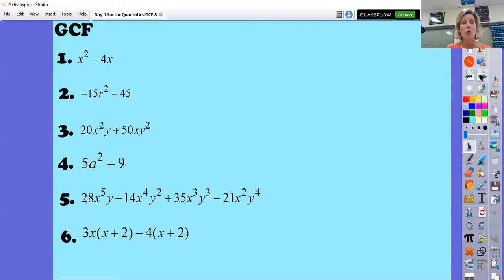So, as promised, we are going to be factoring GCFs, and we're going to practice factoring using the AC method. And we'll practice again with AC method as well, and we'll hit difference of two squares tomorrow. So pause the video if you need to. These are the 6 problems that we're going to practice with GCF. They should go pretty quickly since you've seen this before.